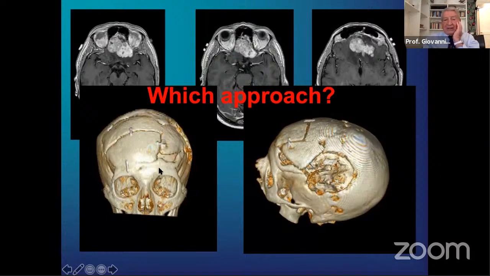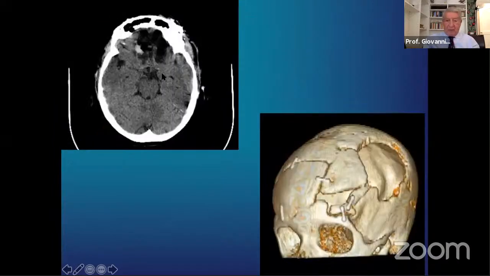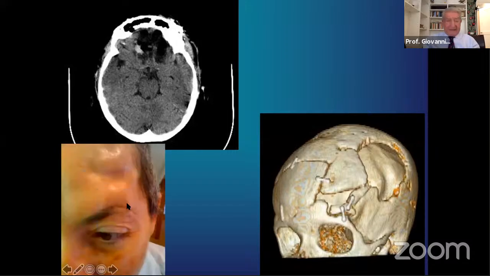At the end, we decided to go from the orbital approach, and that was the post-op. And this is the lady. That was the previous one, and I say from the aesthetic point of view, the previous craniotomy is much worse than this approach.